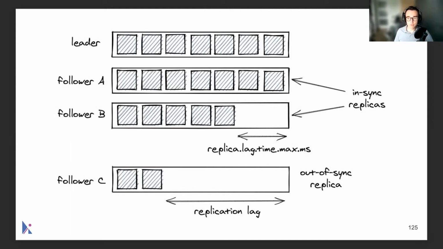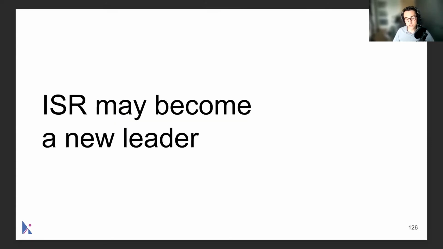So some of the replicas will be called in-sync replicas, which means they are not lagging too much, they are quite fresh. But those who are lagging due to, I don't know, networking issues or performance issues will be called out-of-sync replicas. What is the difference? What is so special about the in-sync replicas? Well, if the leader node will go down, the in-sync replica, only the in-sync replica by default, may become a new leader.